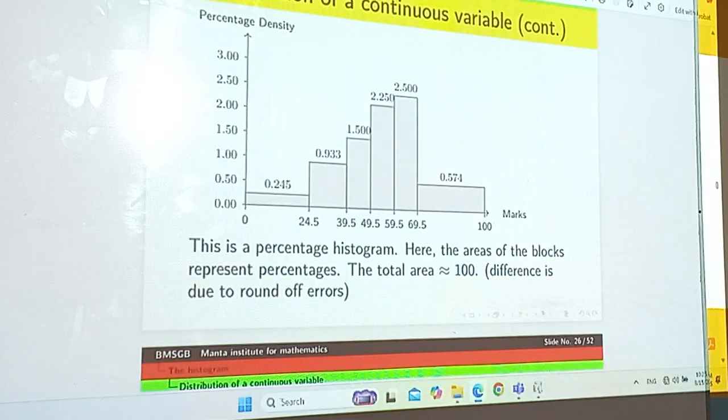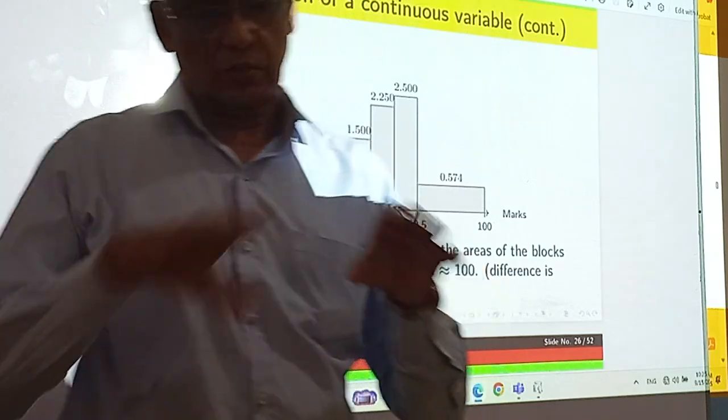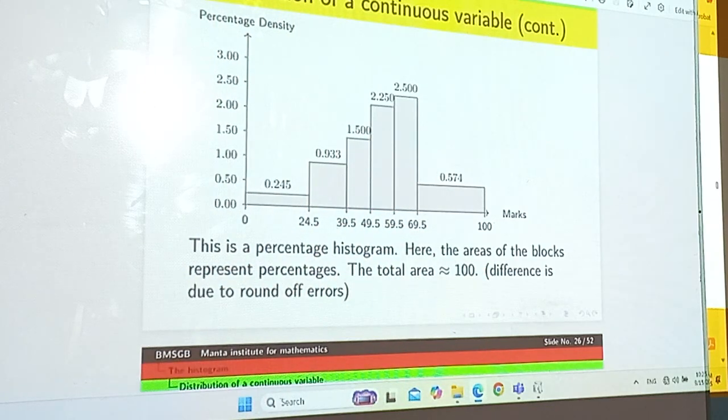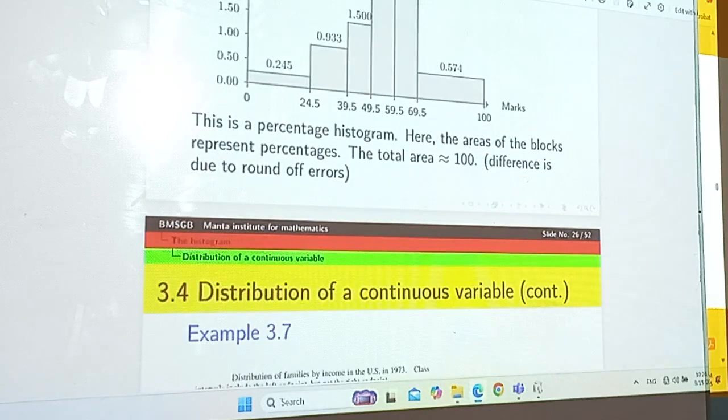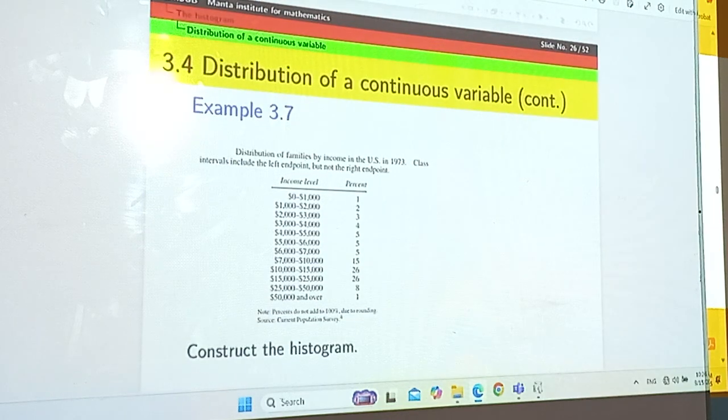So this is what you mean by a histogram. It has all the properties that it should have. Right? All the bars are touching each other without any gap, and the areas of the bars are in this case equal to the percentage. But sometimes if you want to compare two things, you have to be proportional. Right. So that's what the histogram is. That's one example, and I have given another example from the book.